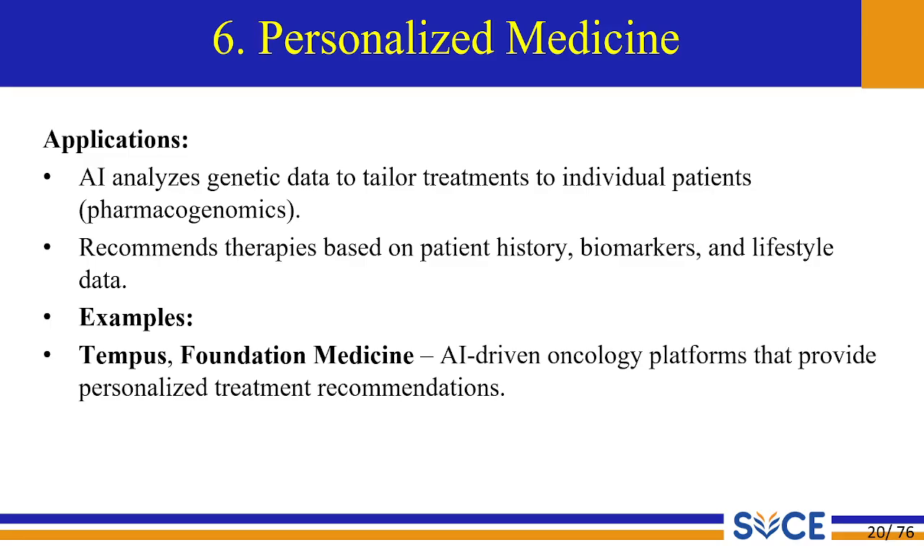This means treatments can be more effective with fewer side effects because they are built around you, not the average patient. Real-world examples: Tempus and Foundation Medicine use AI-driven oncology platforms to provide highly personalized cancer treatment recommendations. So, imagine a doctor prescribing a drug that's chosen not only for your disease but for your unique DNA and lifestyle. That's the power of AI in personalized medicine, making healthcare smarter, safer, and more effective for every individual.